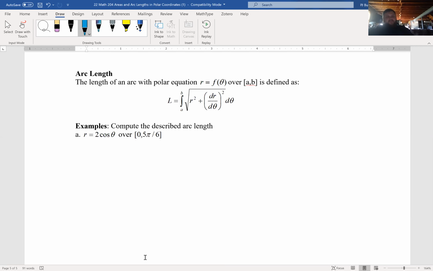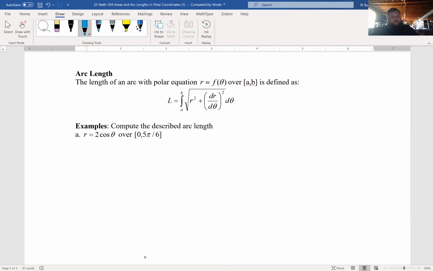So again, formulas given here to you. The length of an arc for a polar function. We just need r squared, and we need dr d theta also squared. The sum of those squares square rooted. So it's as simple as taking the derivative, substituting the original function and the derivative in, and then following through with the integral.